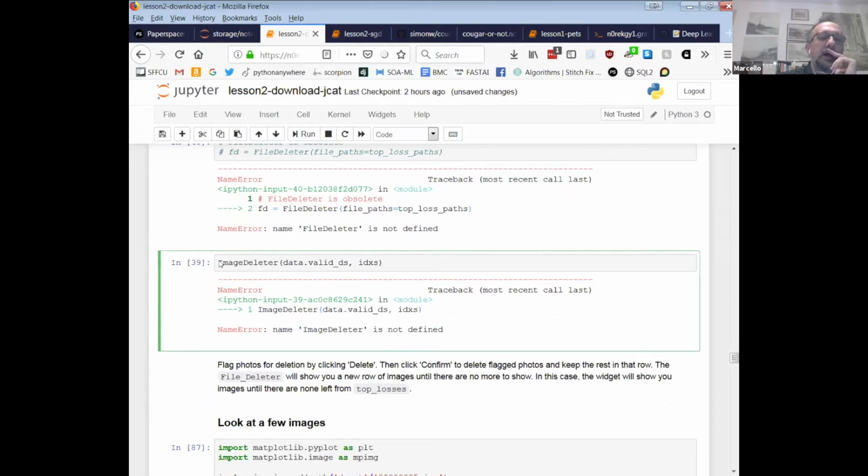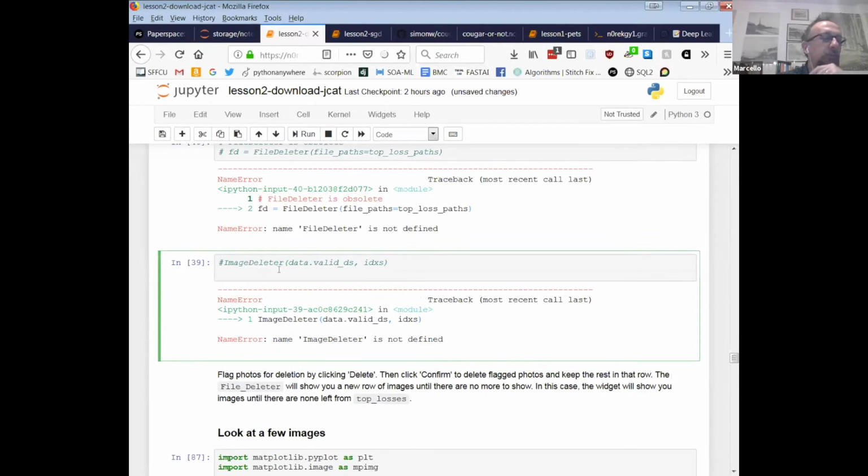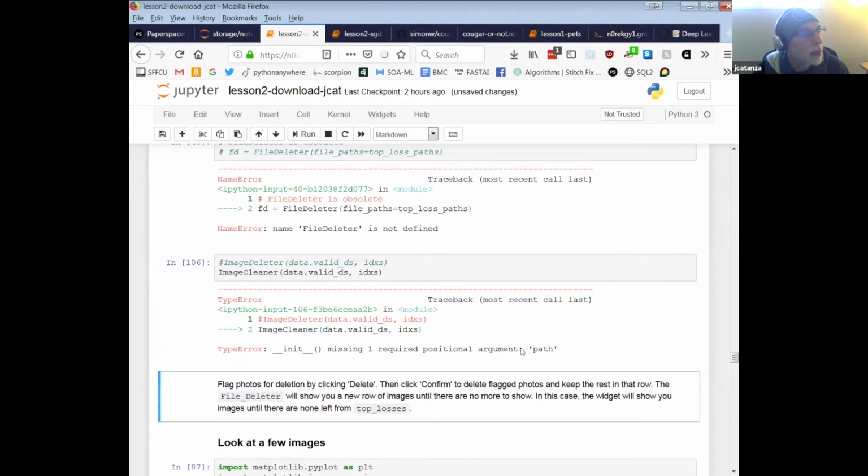I was able to run this just because I loaded from GitHub only a few days ago. I was trying to look this morning on Fast.ai for what happened to image deleter, and I couldn't find out. So it's called image cleaner. Yes. Okay, let's see if that works. Cleaner. Okay. Oh, image missing path. And yes, then you have to put the path.